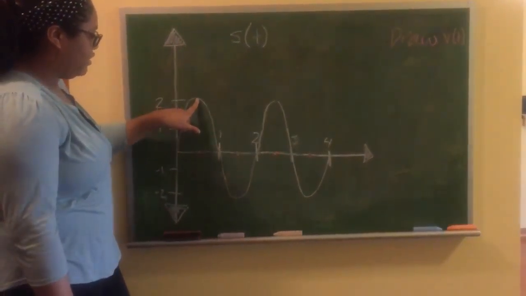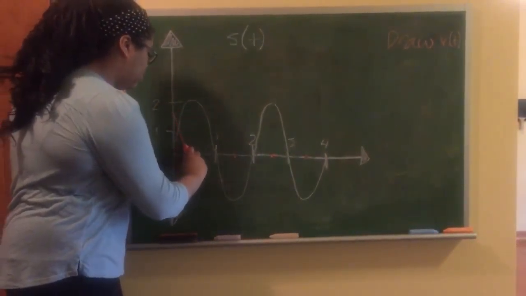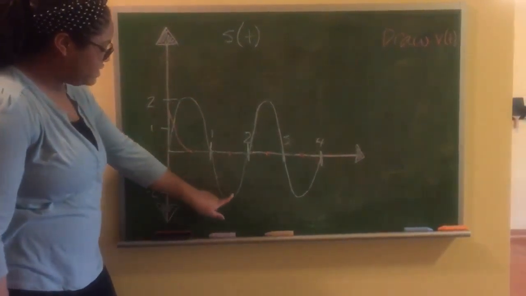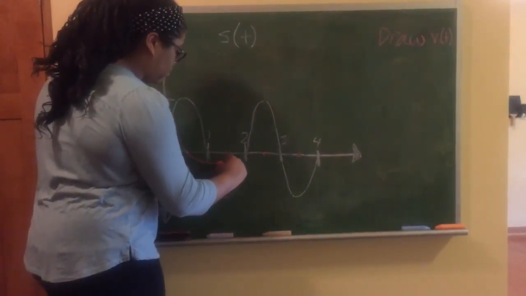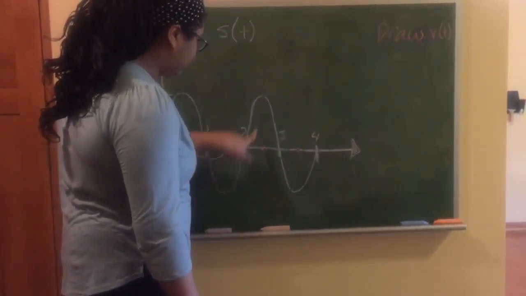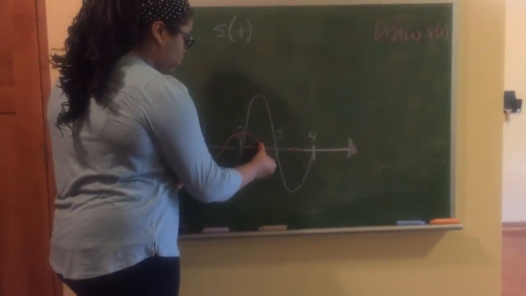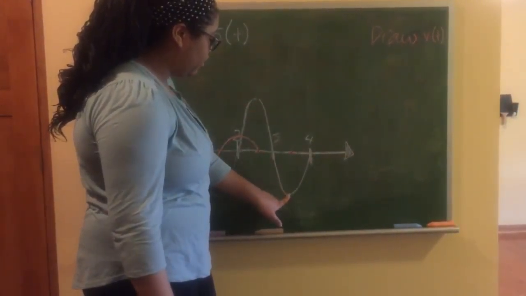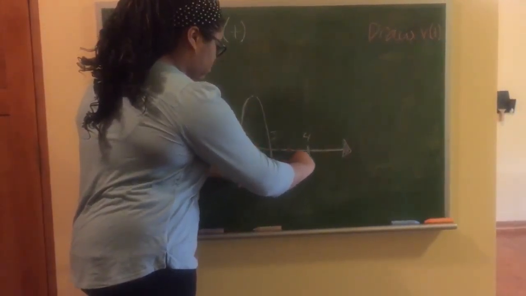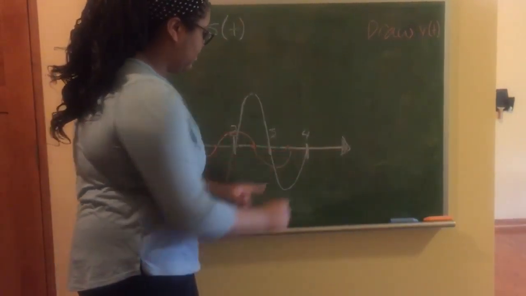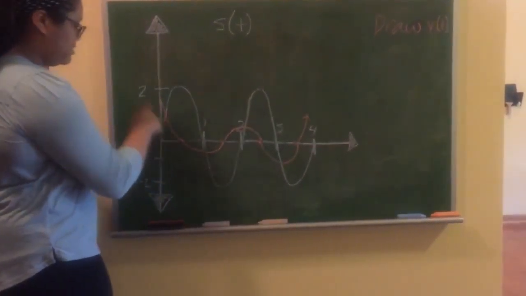So from here to here, the position function is increasing, so the derivative is going to be positive. And then from here all the way down to here, the position function is decreasing, so the derivative is going to be negative. Then again, from here to here, it's increasing, so it's going to be positive. From here to here, the position function is decreasing, so the derivative is going to be negative. And then from here to here, it's increasing, so the derivative is going to be positive. And that is our derivative.